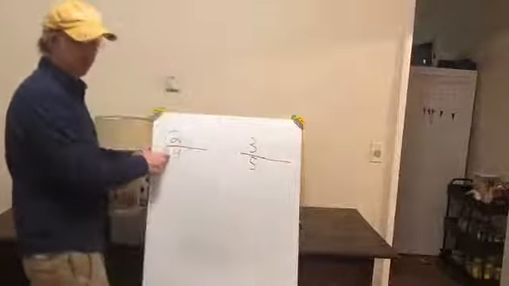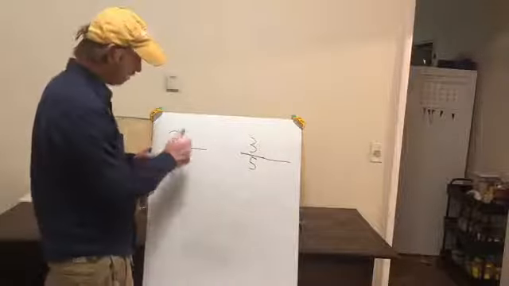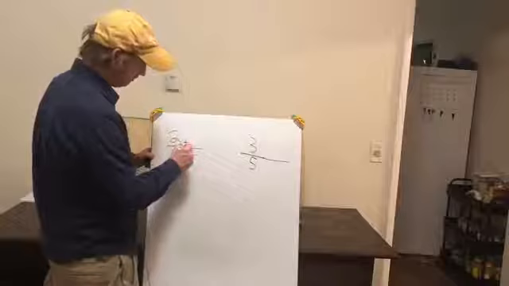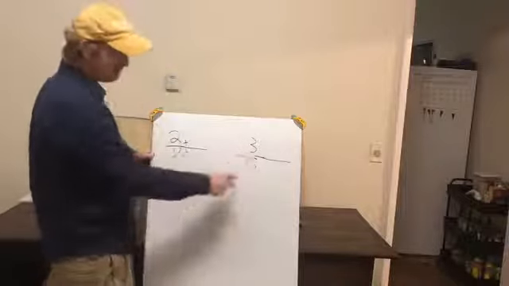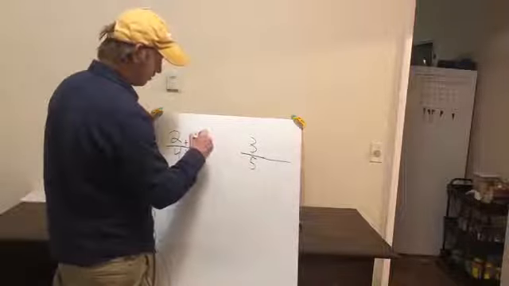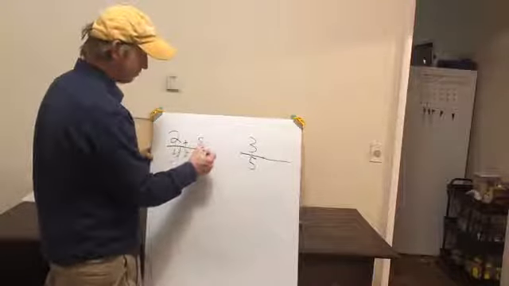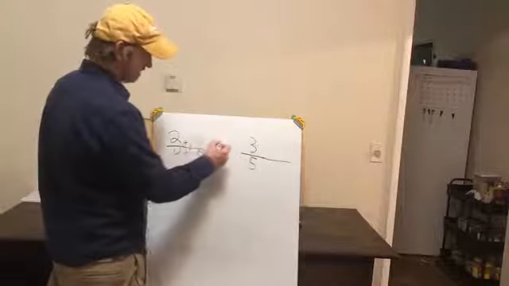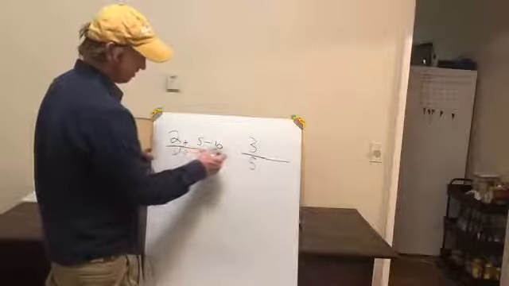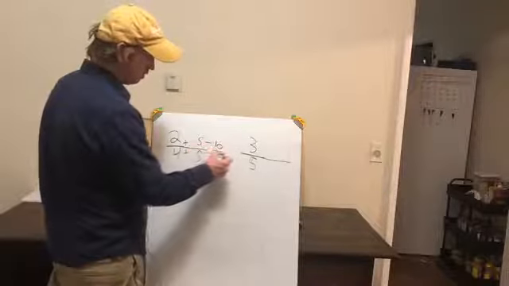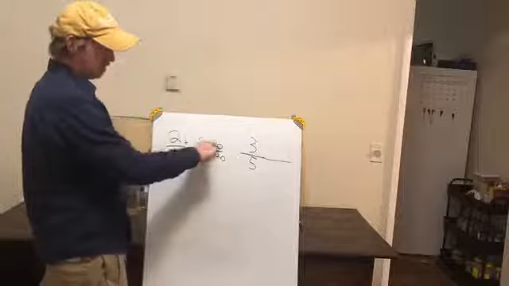So I'm looking at 2/4. I'm going to multiply both sides by 5. And that gives me 2 times 5 is 10, and 4 times 5 is 20. So that gives me 10 over 20.